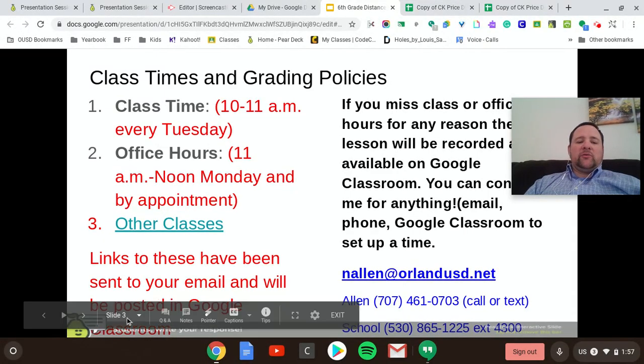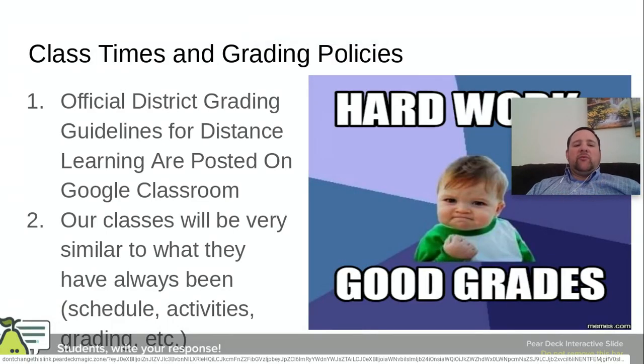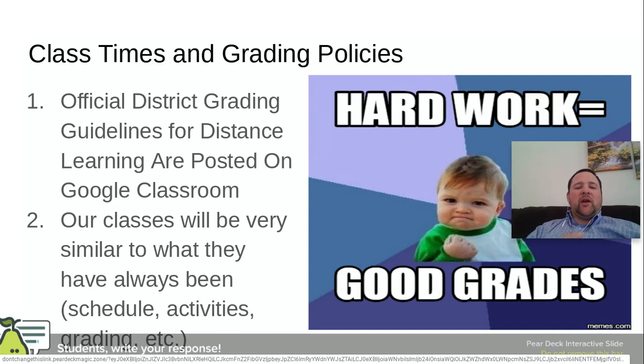All right, let's move on to the next part, which is grades. Grades are a little bit different for this type of learning. So I don't want anybody to stress out if they're having a bad internet connection or anything like that. We'll figure that part out. But the specific guidelines for Orland Unified are going to be posted on Google Classroom. Our class is going to be pretty much the same as it's always been. Our schedule, the activities that we do, the grades, everything will be about the same. The only thing that will be different is that we'll be meeting online and we'll be meeting on Tuesdays. But everything else, what we do during the course of a day, how I'm grading assignments, the type of assignments that we do, that'll all be things that we've done before.